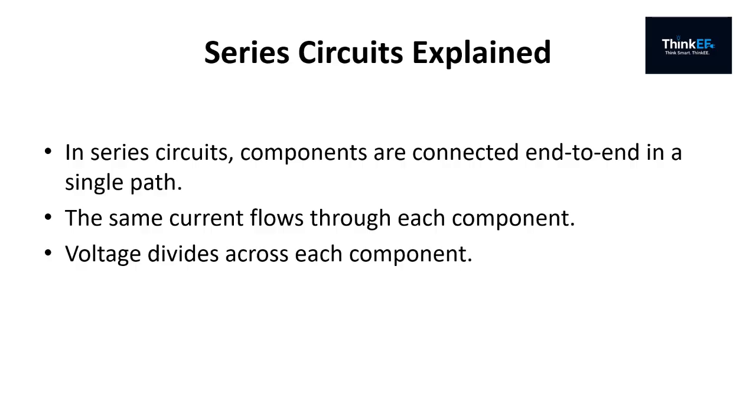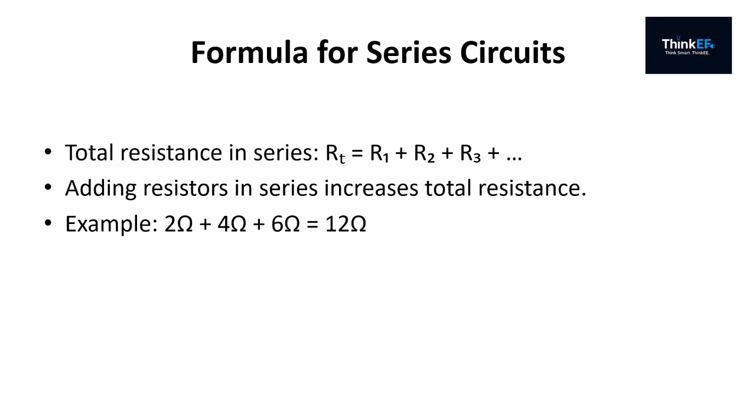Characteristics of series circuits. In series circuits, the current is the same through all elements. The total resistance is the sum of individual resistances. If one component fails, the entire circuit breaks. For example, in old Christmas lights, one burnt bulb turns off the whole string.